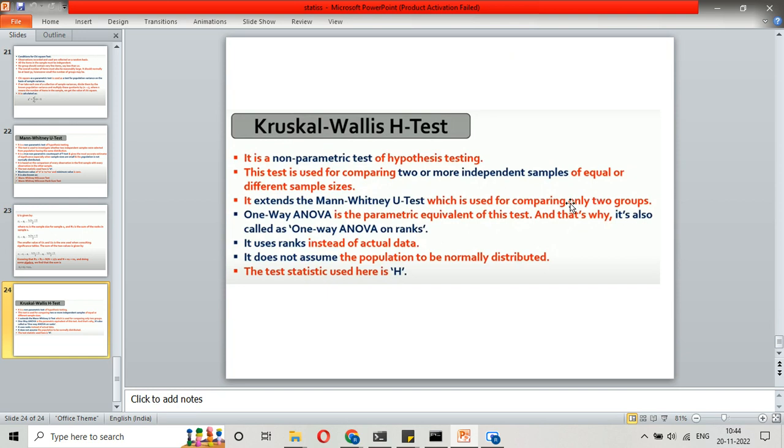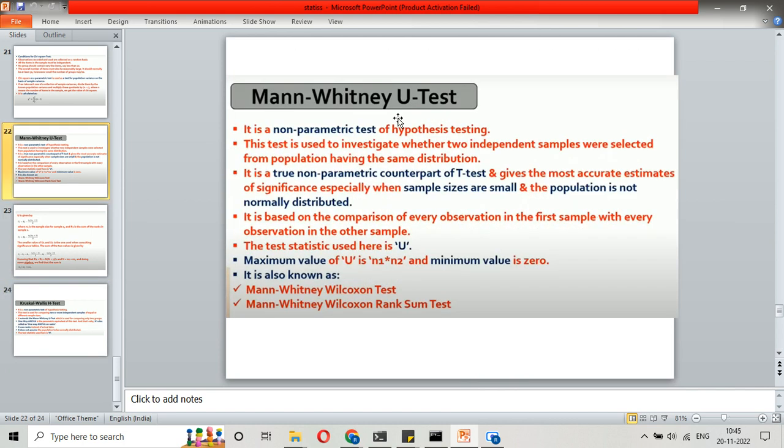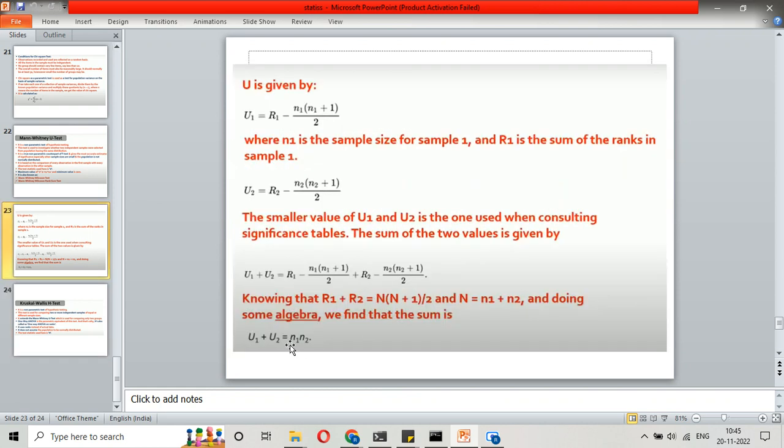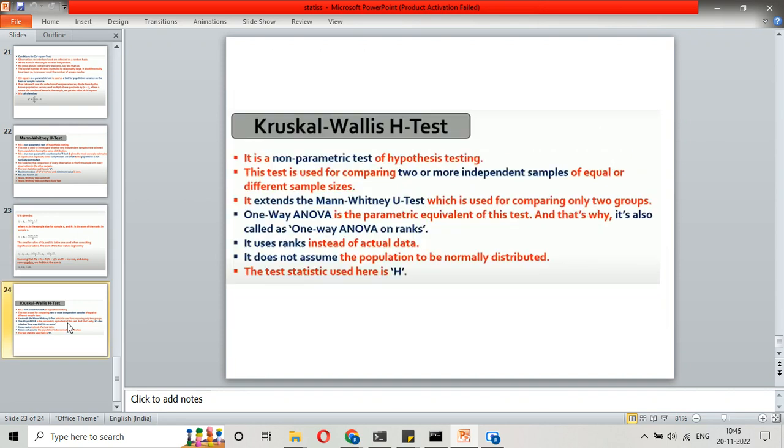Kruskal actually talks about more than two groups. It is the same as Mann-Whitney, but for more than two groups, and the formula will change a little, though it will be similar. n1, n2 and n3 will come in, and then we can check what the formula is and how we can apply it.